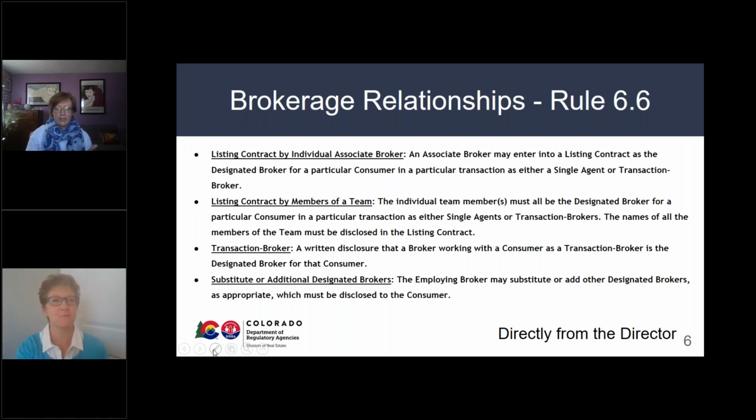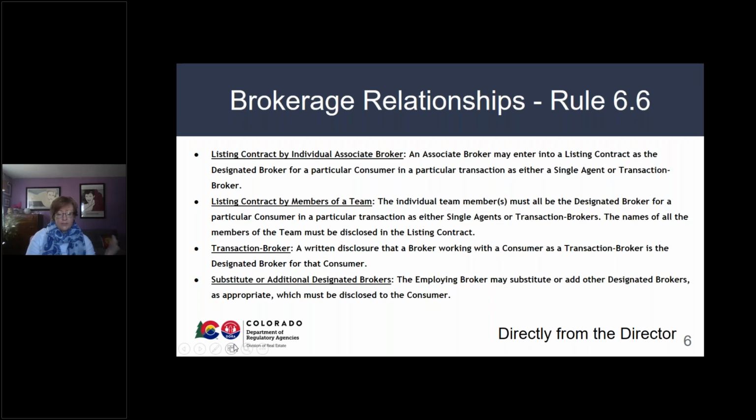So now on to brokerage relationships. Rule 6.6 addresses the different types of brokerage relationships that you can have. There's the listing contract by the individual associate broker. There's a listing contract by members of a team. One important thing to keep in mind if you're a member of a team is that any time you do a listing contract as a team member, you are binding the entire team, and the entire team should be identified on that contract.